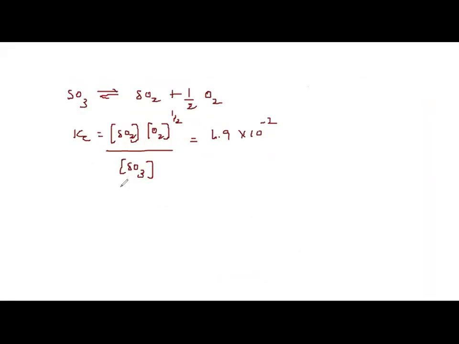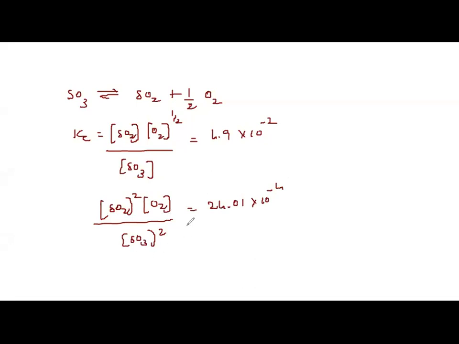So here we have, on taking squares both the sides, what we get? We get SO2 the whole square into O2, square by 2 gets cancelled, divided by SO3 the whole square is equal to, squaring this comes out to 24.01 into 10 raised to minus 4.